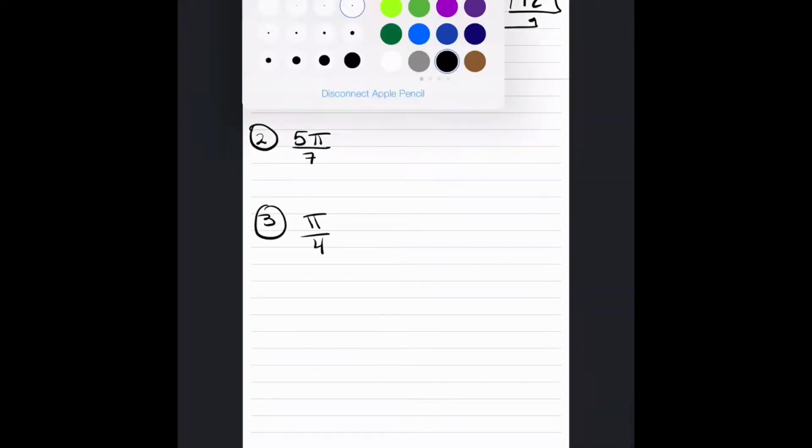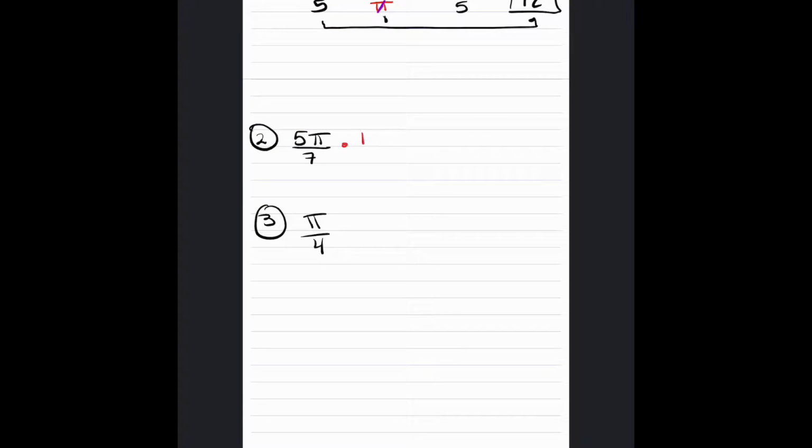Okay, let's try the next one. So 5 pi over 7. To convert that to degrees, we're going to multiply by 180 over pi. Remember, those pi's can now cancel here. But I'm going to not cancel them yet, just to show you something else. If I were to multiply straight across, I have 5 pi times 180. I would just do 5 times 180, which is 900, and then put the pi. So 5 pi times 180 is 900 pi. 7 times pi is just 7 pi.